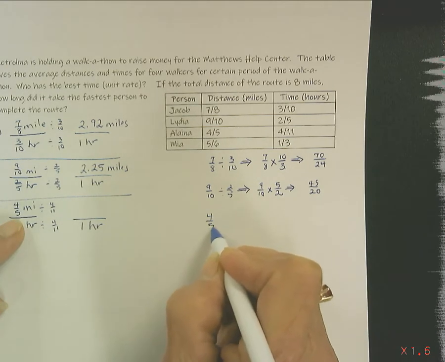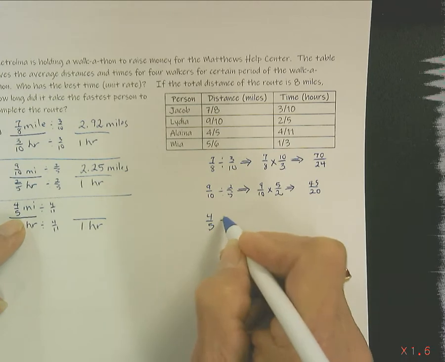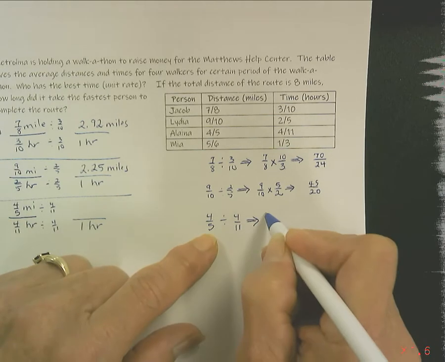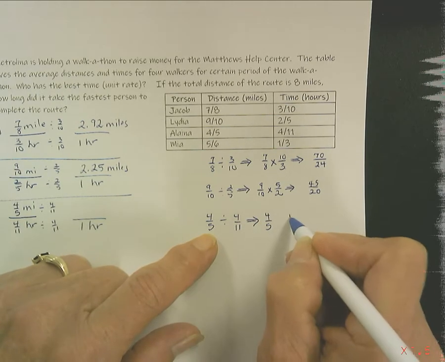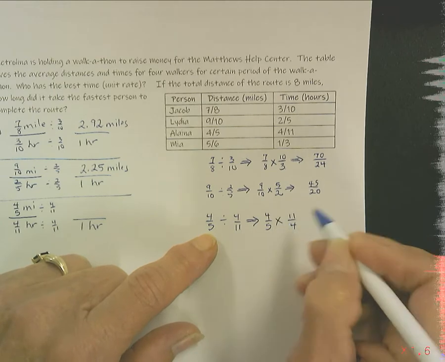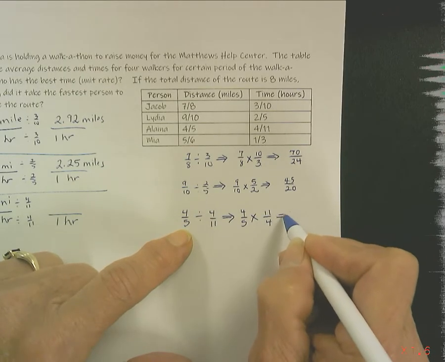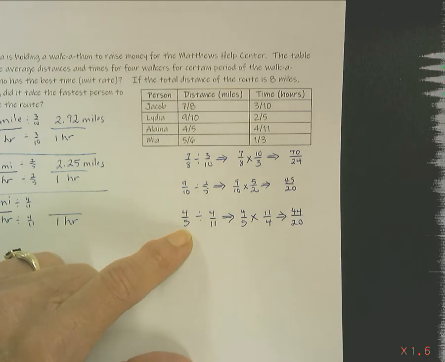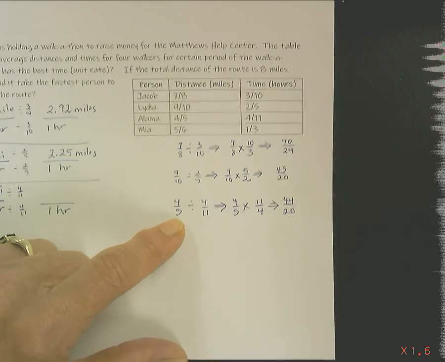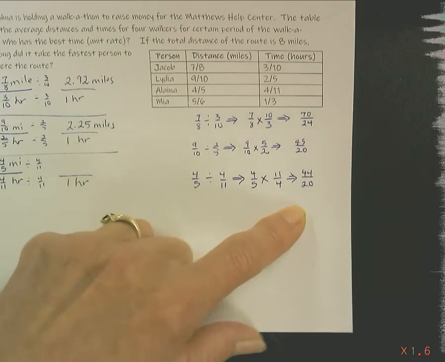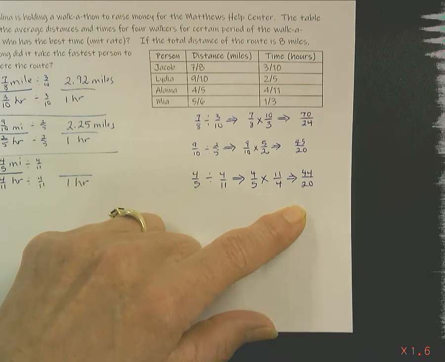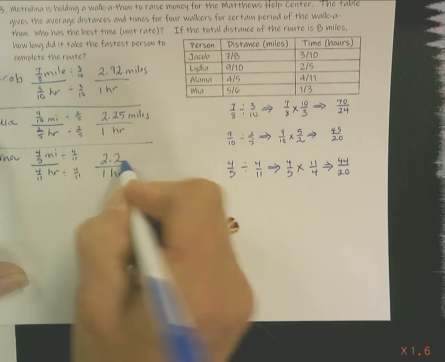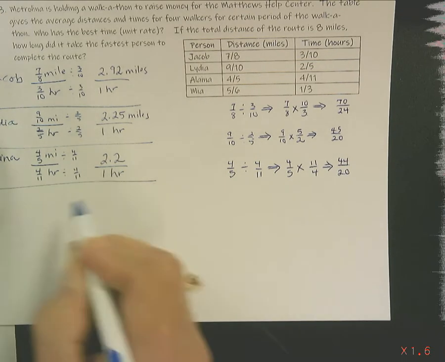So on the top, we've got 4/5 divided by 4/11. Dividing fractions is easy as pie when you flip the second fraction and multiply. That's going to give us 44/20. So you get 2.2. Oh, and we do get 2.2. All right, well, Elena's moving, but she's not faster than Jacob.